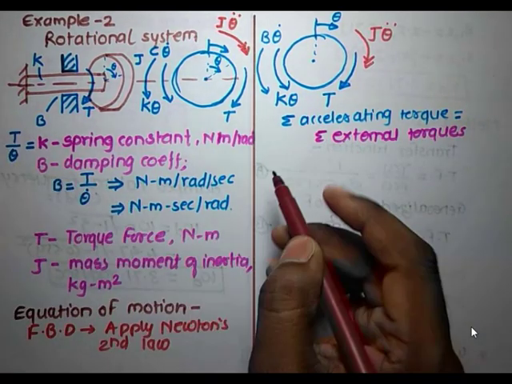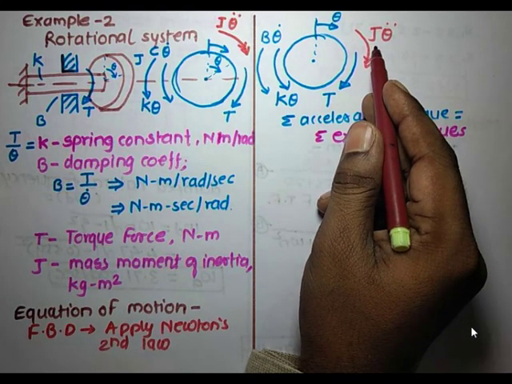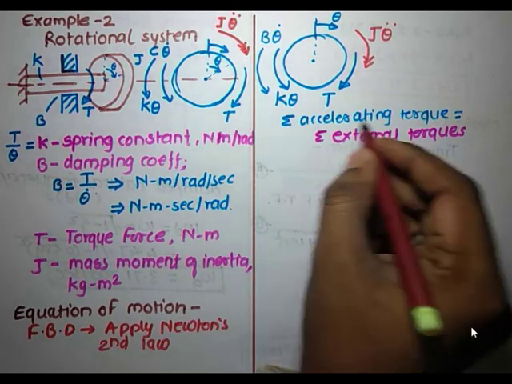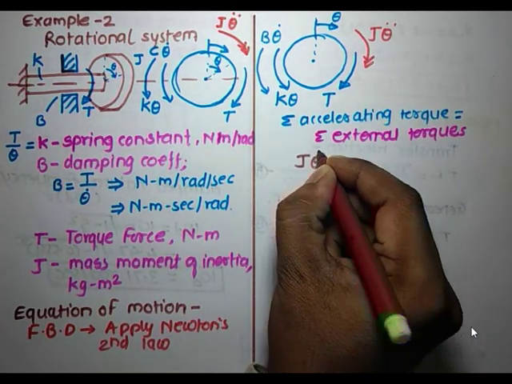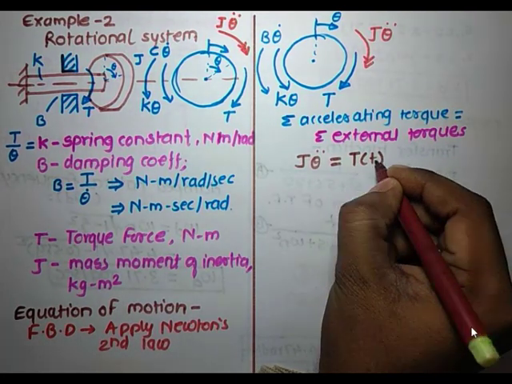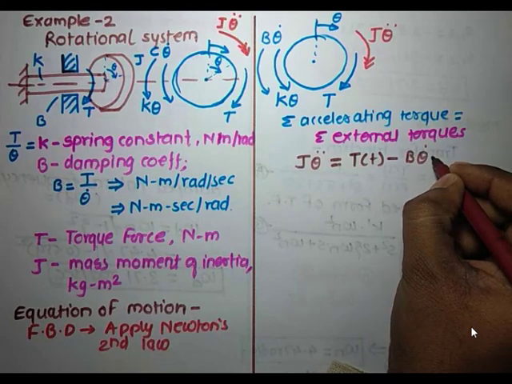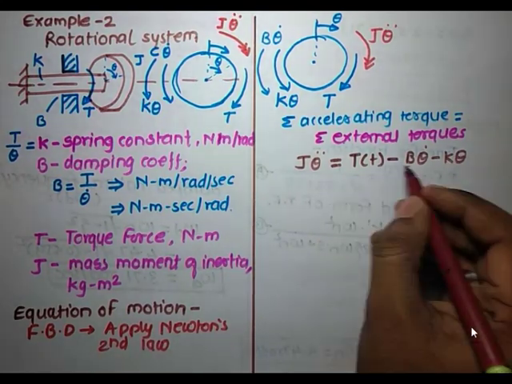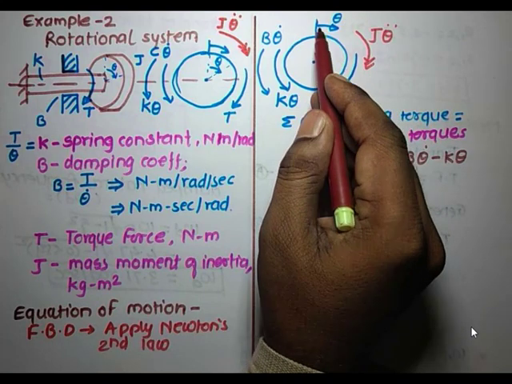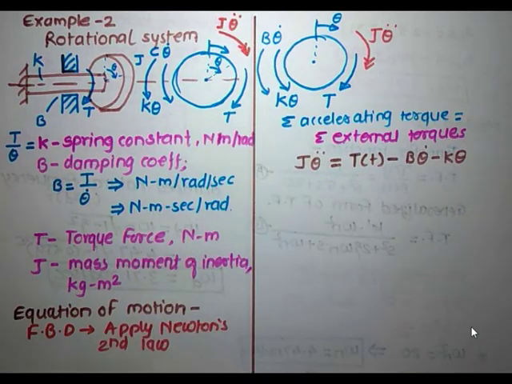Now we are going to collect all these torques. Same notation again: those torques acting in the same direction as the accelerating torque are considered positive, otherwise negative. So the accelerating torque J theta double dot is equal to the torque T, which is a function of time acting in the same direction and so is positive, minus B into theta dot, minus K into theta. These are the forces exerted on the system. Theta is not a force; it is the response of the system for the given torque.